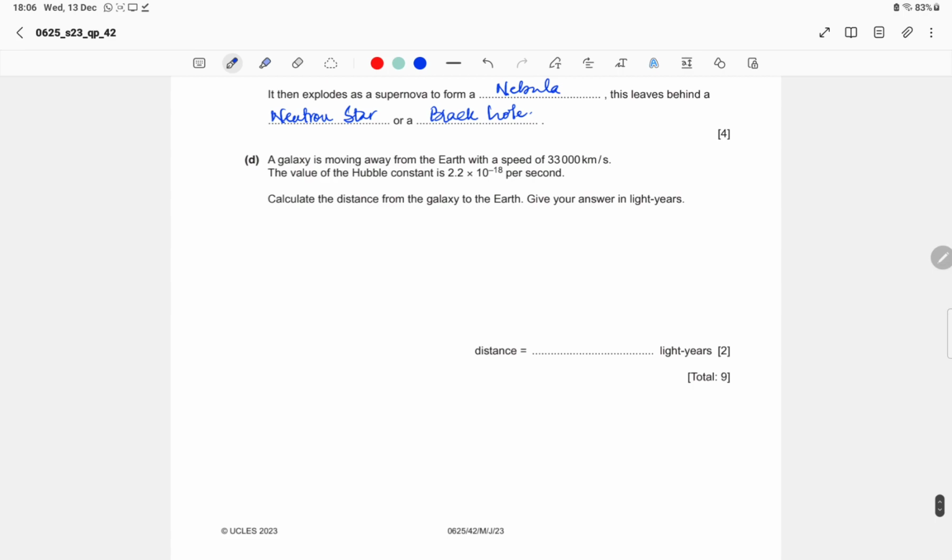A galaxy is moving away from Earth with the given speed, and the value of the Hubble constant per second is given. Calculate the distance. So we know that the Hubble constant is v over d. For distance, we change the formula to d equals v over H naught. The velocity is 33,000 kilometers per second, so you have to convert it, then divide by the Hubble constant, 2 times 10 to the power minus 18 per second, and then you have to divide this by a light year.